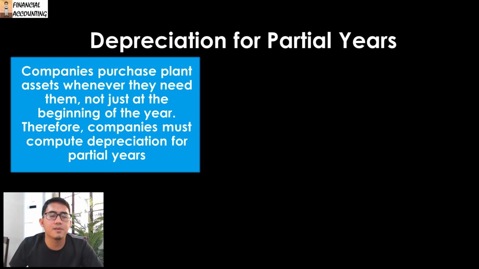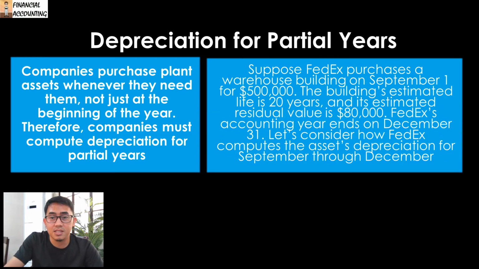So normally, plant assets, machineries, furnitures are purchased in the middle of the year, or even in the second month or the third month or fourth month. So how do we treat depreciation for partial years? Okay, so let's have this example.